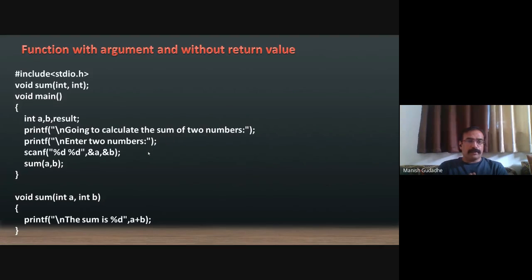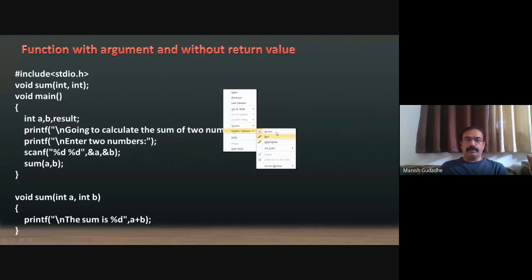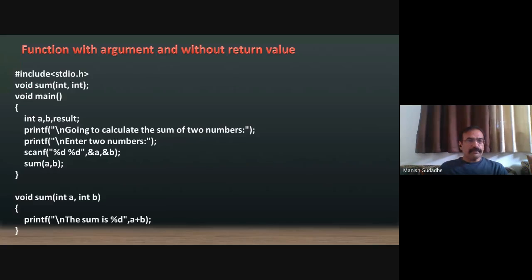Whatever analogy we have seen, you are giving your vehicle to the mechanic. The mechanic is a function, you are the calling function, and your vehicle is the argument or parameter on which the function mechanic is going to process something or work on it. So in this example, what we are looking for is a function with an argument and without a return value. It is not returning a value. That's why the data type is void.